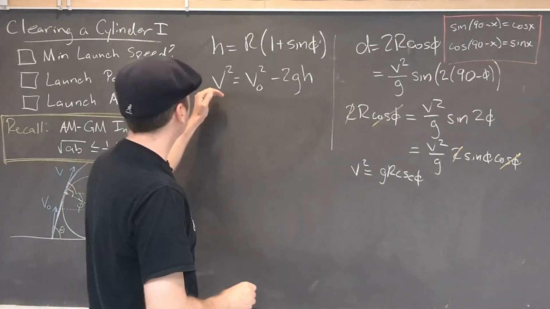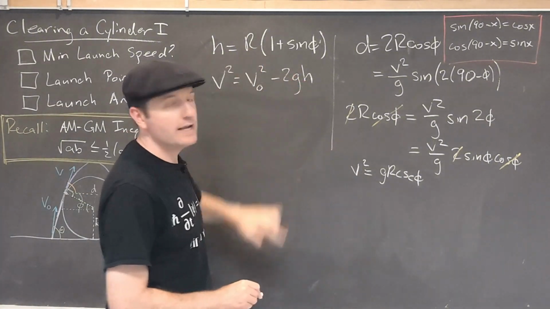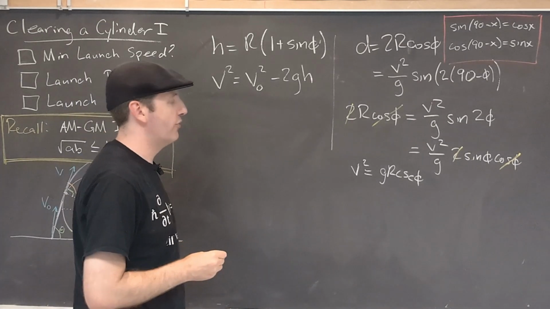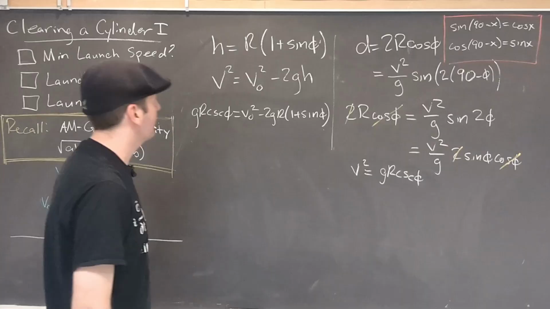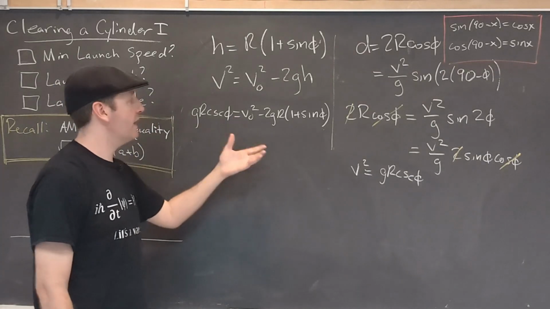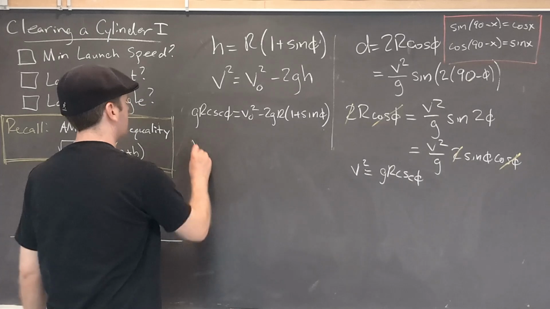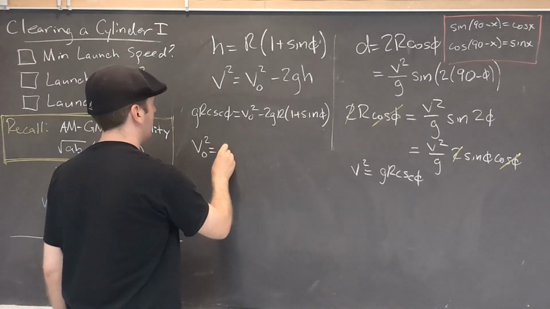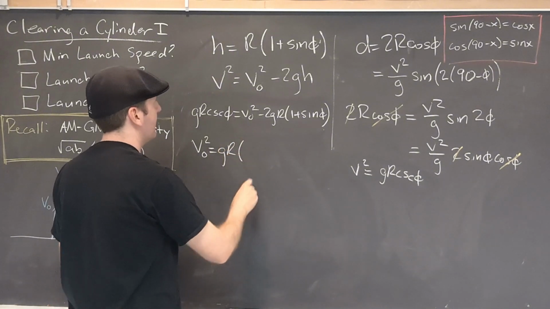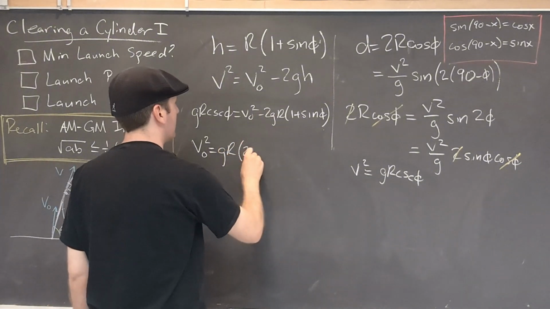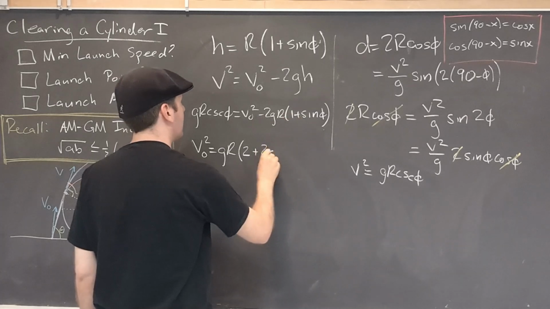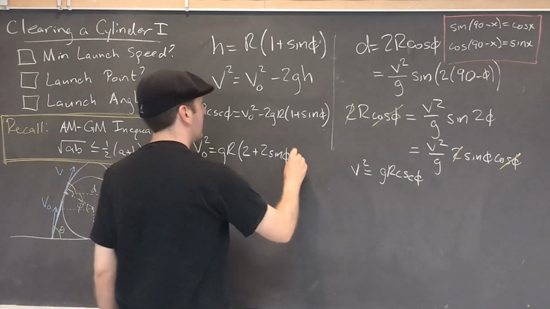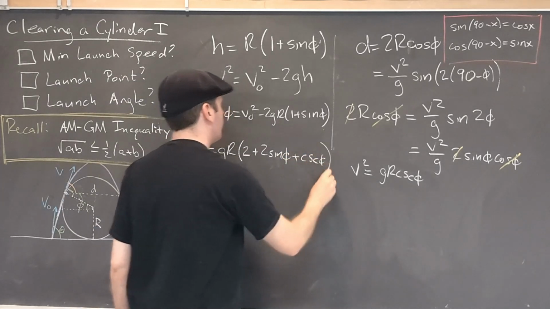Now we can plug that in on the left-hand side, and we can plug in our h on the right-hand side to get an equation we can solve for v naught in terms of phi. Okay, so now we want to isolate v naught by moving some stuff around. Let's see. Moving this over, we'll have gr. We'll have a 2 from the 2 times 1 here. We'll have a 2 sine phi from that. And then we'll also have a 1 cosecant phi.